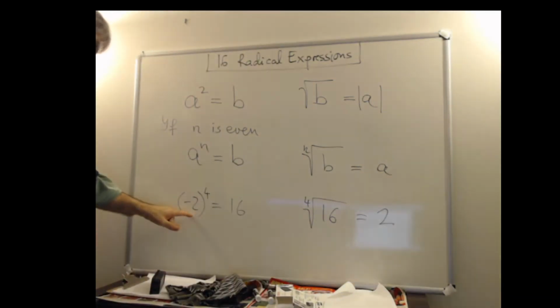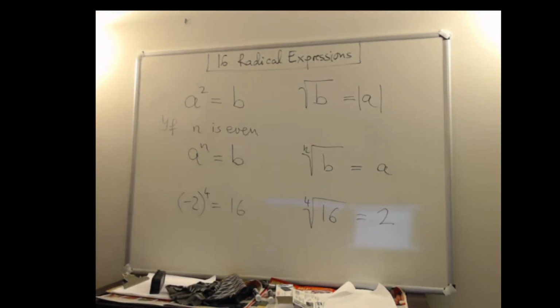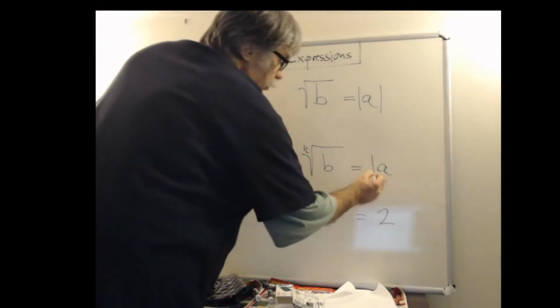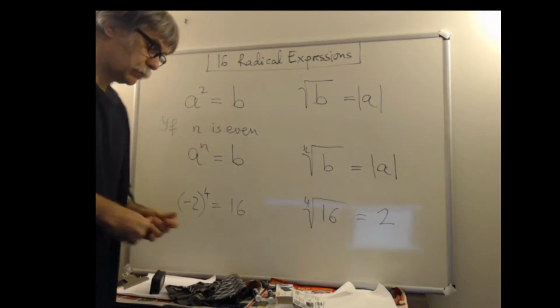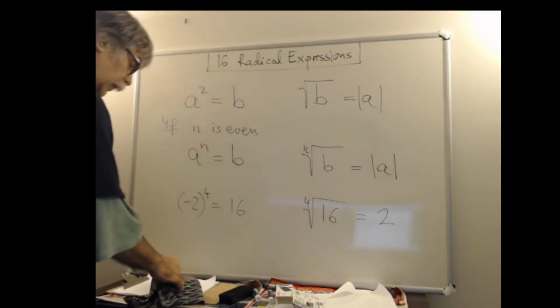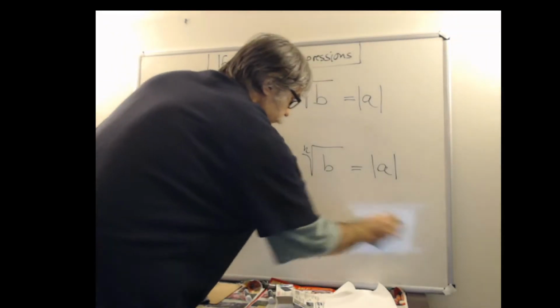But that's not the negative 2 you started with. So I'm starting with an a, and I'm ending up with an a, so I have a problem. So I need to, again, change this and call it an absolute value. The absolute value of negative 2 is 2. So, again, this is something you're going to have to pay attention to.